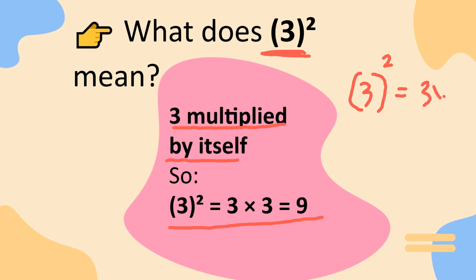3 times 2 is 6. That is not correct. So it doesn't mean that. You do not multiply the base by the exponent. You'll have a wrong answer if you do this mathematical process. 3 squared doesn't mean 3 times 2, because again, you do not multiply the base by the exponent. 3 squared means 3 times 3, and that is 9. That is the correct one.